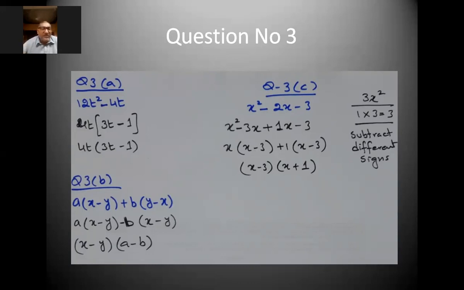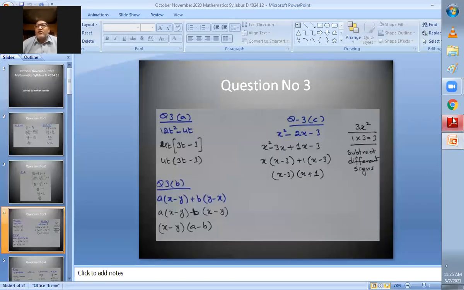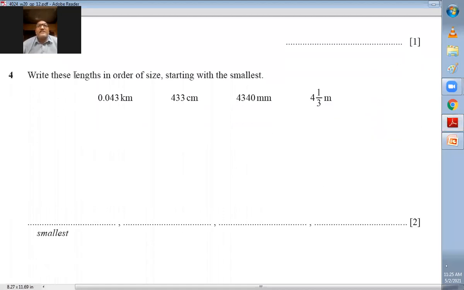Hopefully, you have understood this. You have done a lot of practice already. So this was the question number 3, A, B, and C part. Let's move to the next part. This is the question number 4 coming up on your screen. It says, write these lengths in order of size, starting with the smallest.